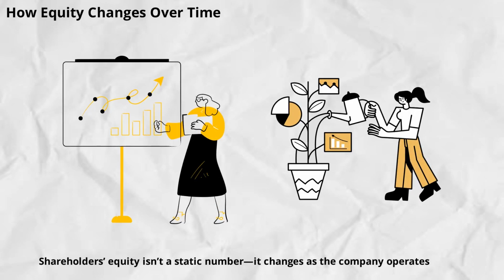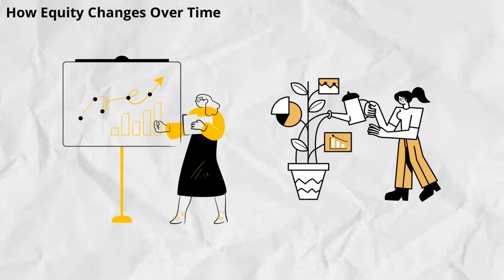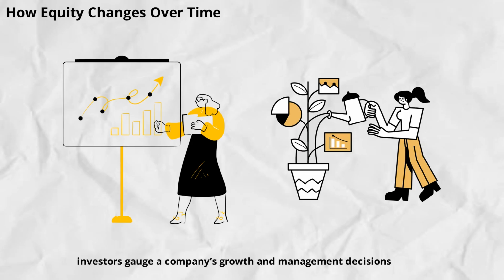Shareholders' equity isn't a static number. It changes as the company operates. When a company earns profits and retains them, equity increases. If the company pays dividends or buys back shares, equity decreases. Issuing new shares can also boost equity, while losses or large payouts reduce it. These changes are tracked over time and reflected in the company's financial statements. Understanding how and why equity changes helps investors gauge a company's growth and management decisions.